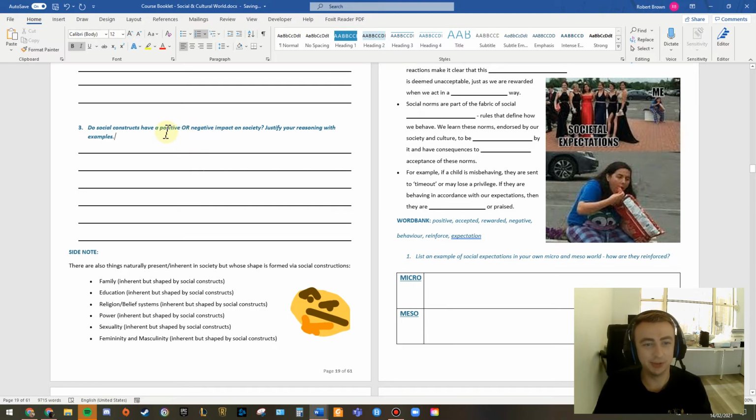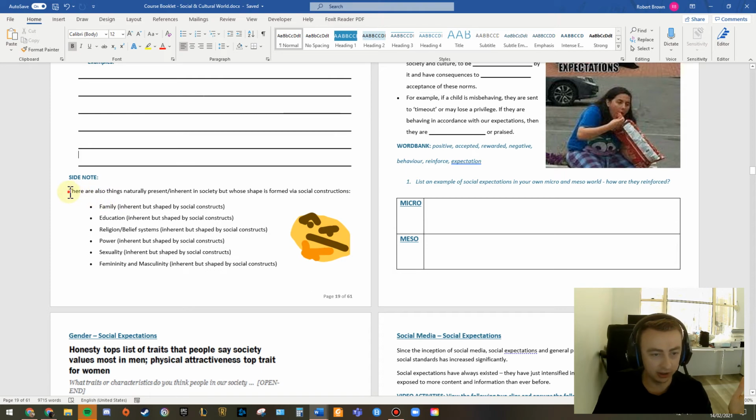That'll make things more difficult. So whether you think it's positive or negative, you might think they have both, but for the purpose of the question and practicing HSC style things, I want you to pick a side and then justify it. Remember, justifying is pretty much saying why you're right. So you need to back that up with evidence.